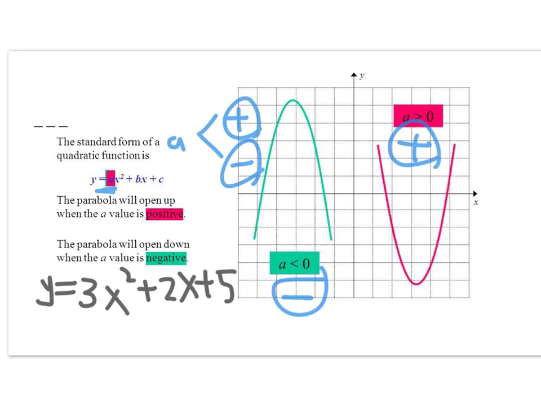Whereas, okay, what if instead of 3x squared, I have negative 3x squared? Well, then we know, because it's a negative number in front of x squared, it will be a downward parabola. So notice we don't really care about the values in front of x, just that number. For the sake of the parabola facing up or facing down, we are only concerned about the number in front of x squared.